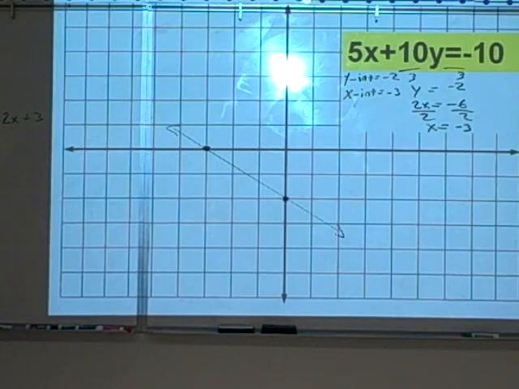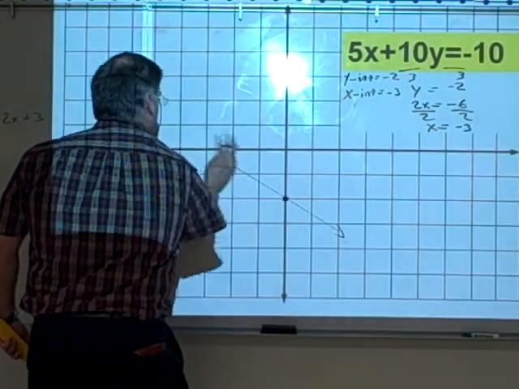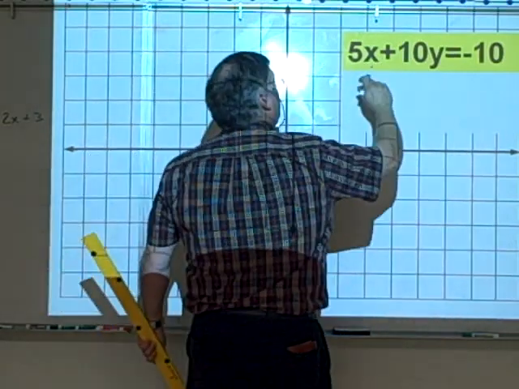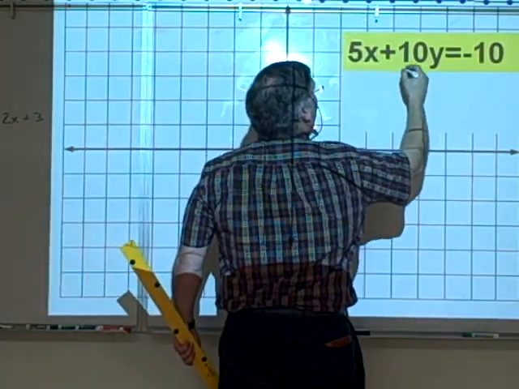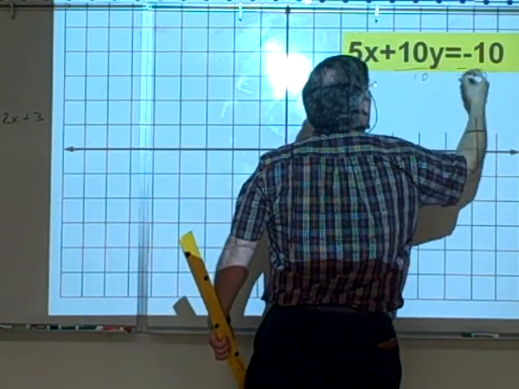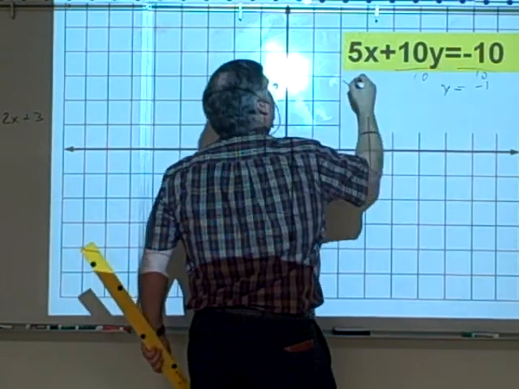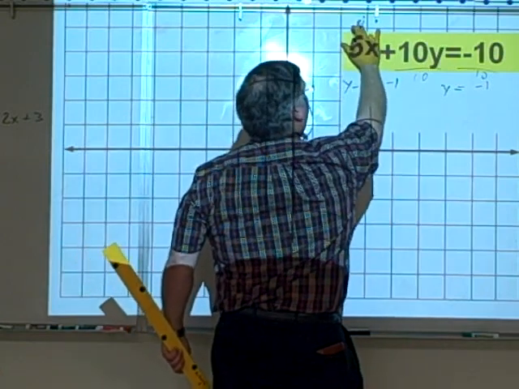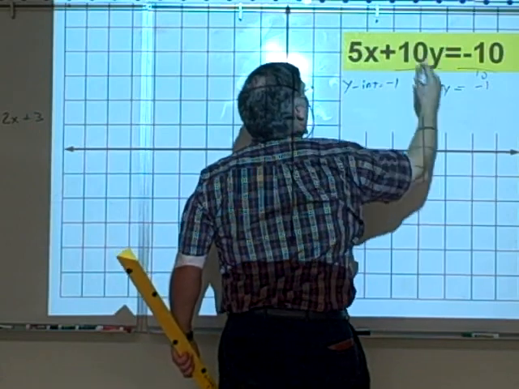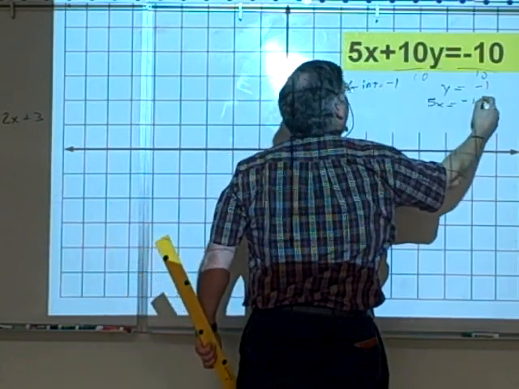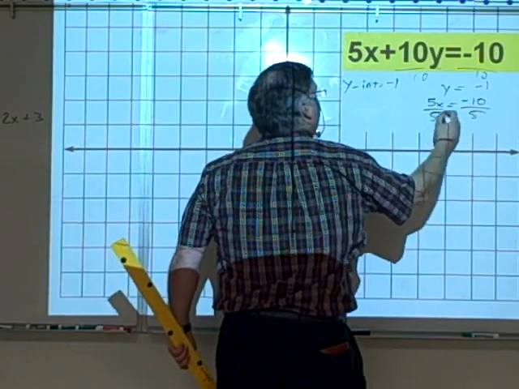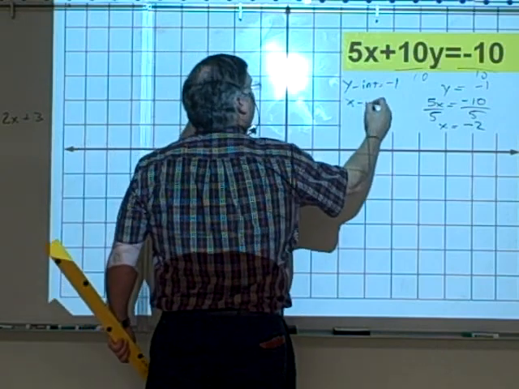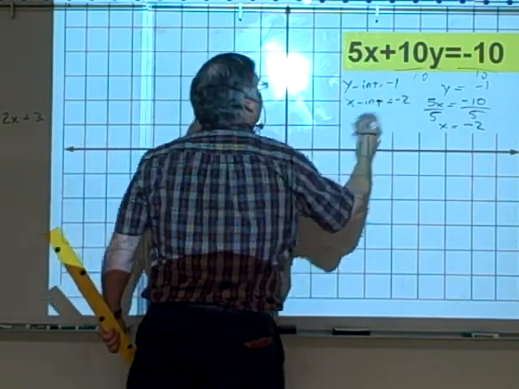Let's try another. Start off by covering up the x. You get 10y equals -10. Divide by 10, and you get y is equal to -1. So the y-intercept is equal to -1. Then we would cover up the y, and you get 5x is equal to -10. Divide by 5, and you get x is equal to -2. So your x-intercept is equal to -2.